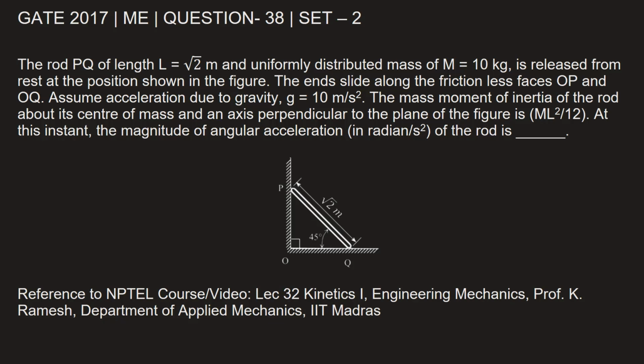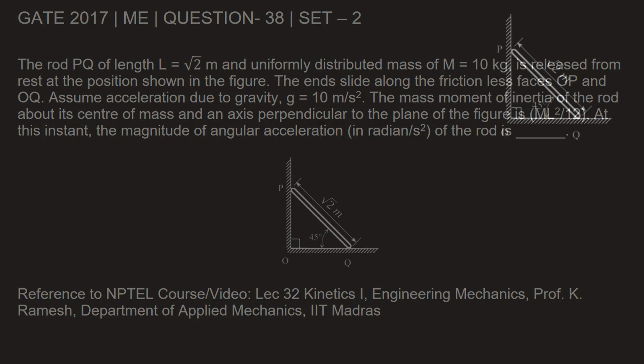The ends slide along the frictionless faces OP and OQ. Assume acceleration due to gravity g to be 10 meter per second square. The mass moment of inertia of the rod about its center of mass and an axis perpendicular to the plane of the figure is ML square by 12. At this instant, the magnitude of angular acceleration in radian per second square of the rod is dash.